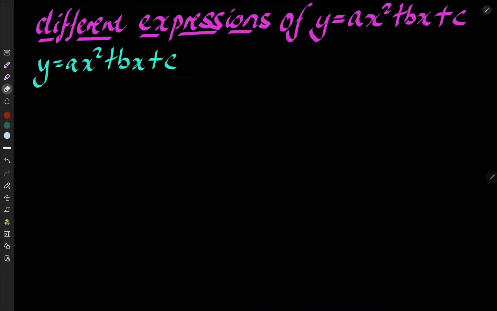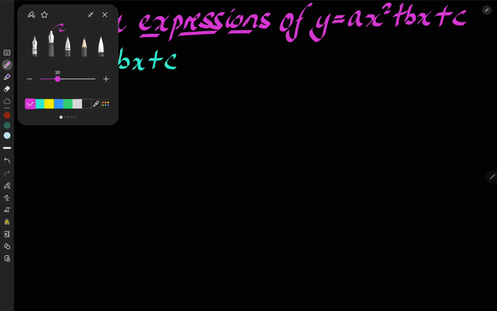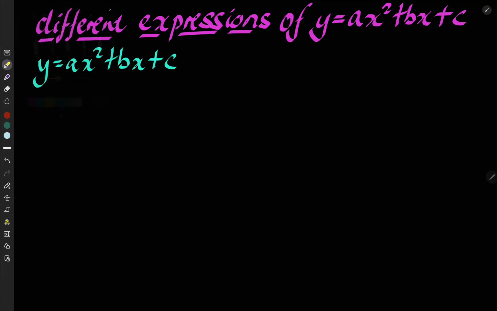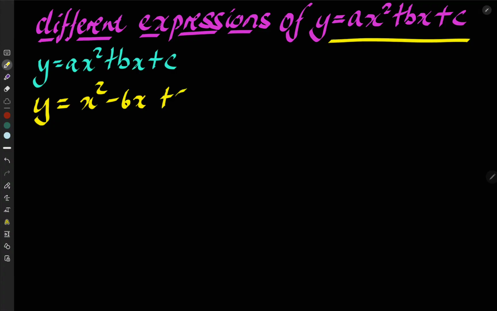Now, with that in mind, let's look at different ways that they can express the graph or the function y is equal to ax squared plus bx plus c. There are different ways that they can express this. Now, using our previous example, y is equal to x squared minus 6x plus 5. So I want to show you how to express this equation in different forms.